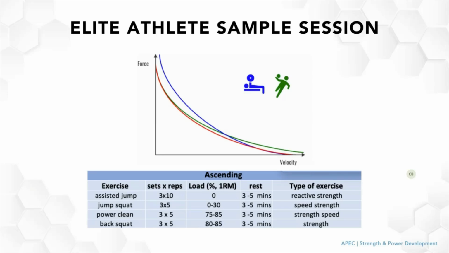So we're gradually moving up this curve. That's more speed strength. Once again, you're looking at a load of 0 to 30%, and this is performed for 3 sets of 5 reps, okay? And then finally, we're moving into a power clean. I was happy with this athlete's technique, so I'd be happy to implement some sort of weightlifting into this. So that's more strength speed. And then finally, we finish on max strength, and that'd be a back squat.